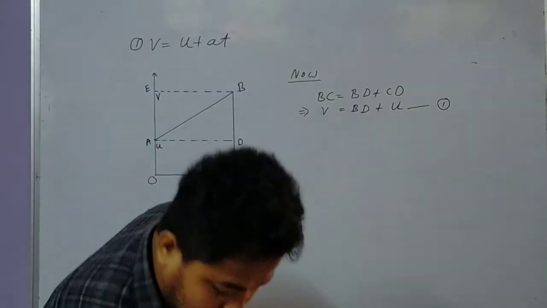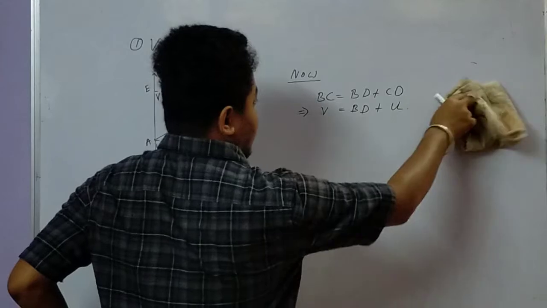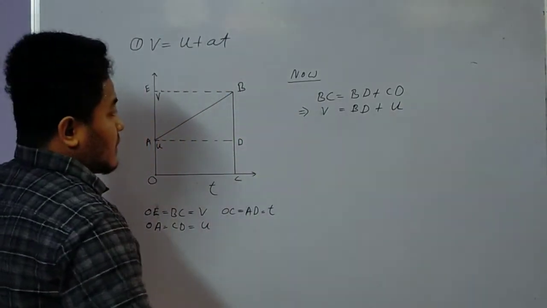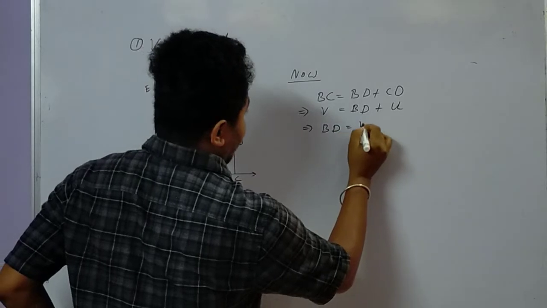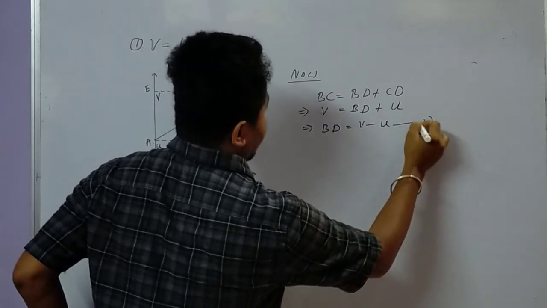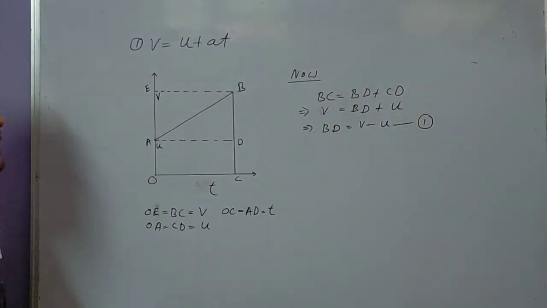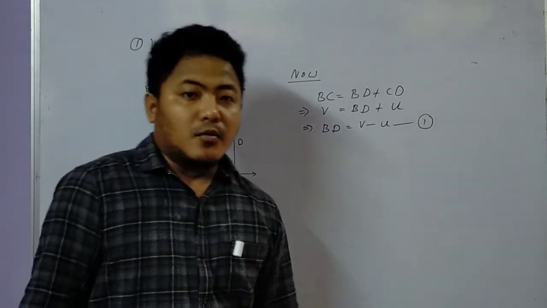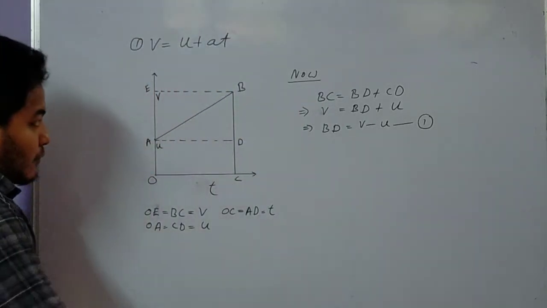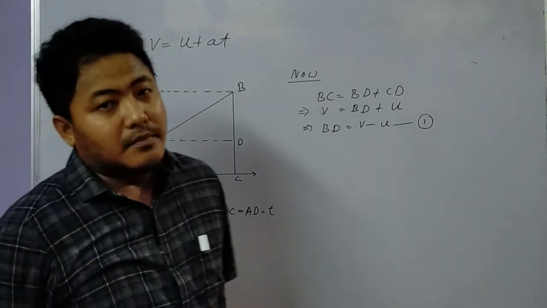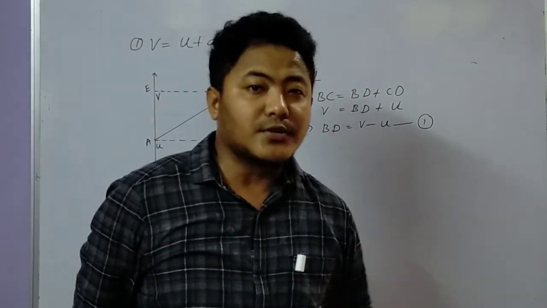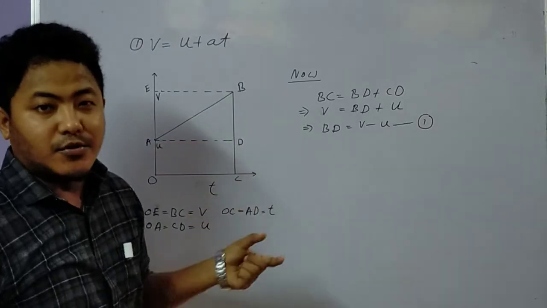If I consider this as equation number 1, this implies BD is equal to V minus U. This is number 1 equation. BD is equal to V minus U. Next, we have no information about this BD, but we have to find the value of BD in order to derive this particular equation.